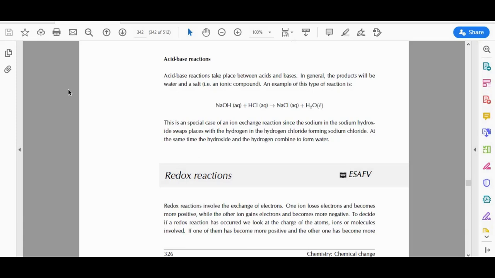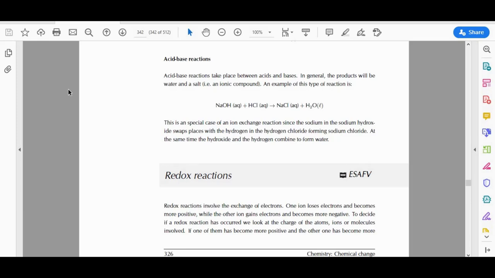But what products form? This will always happen with an acid-base reaction: the products will ultimately, in general, always be water and a salt. And that salt will be an ionic compound. Let's have a look at this example that's provided for us here in the textbook, okay?